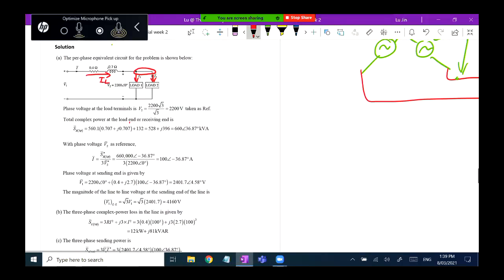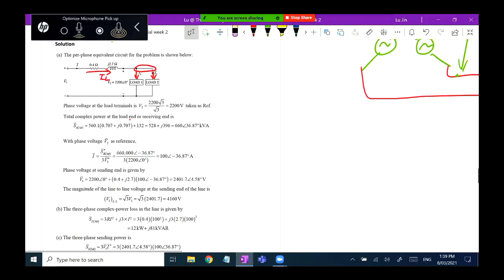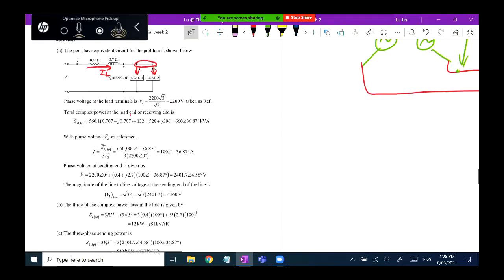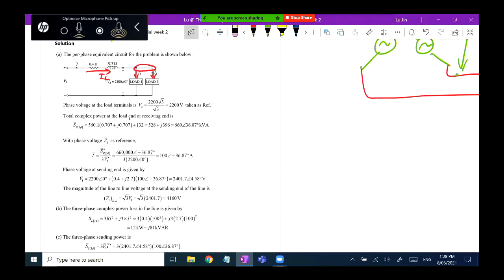And then this question is showing that. In this case, I think the question is using power, but it doesn't matter. If you use the current, KCL should be the same. This question is evaluating the total complex power at the load end, or the receiving end. In this calculation, there are two terms. The first term is the total complex power consumed by the first load, and the second term is the total complex power consumed by the second load.